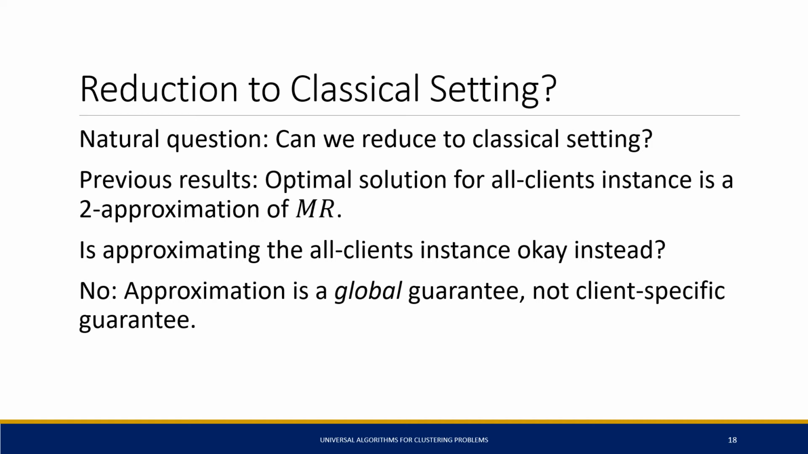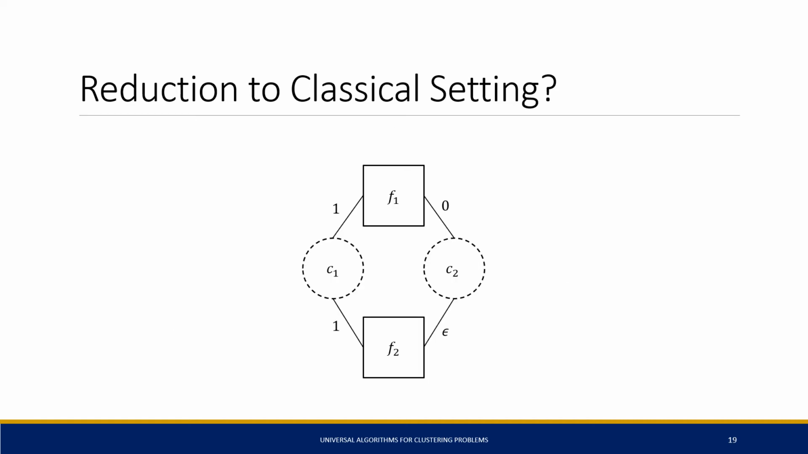To make this more concrete, consider this instance where I have 2 facilities and 2 clients. Both facilities are distance 1 from the left client, and then one facility is distance 0 from the right client, whereas the other facility is distance epsilon. Now suppose I'm solving universal 1 k-median here, and I run even a 1 plus epsilon approximation algorithm for the instance where both C1 and C2 are clients that I have to pay for.